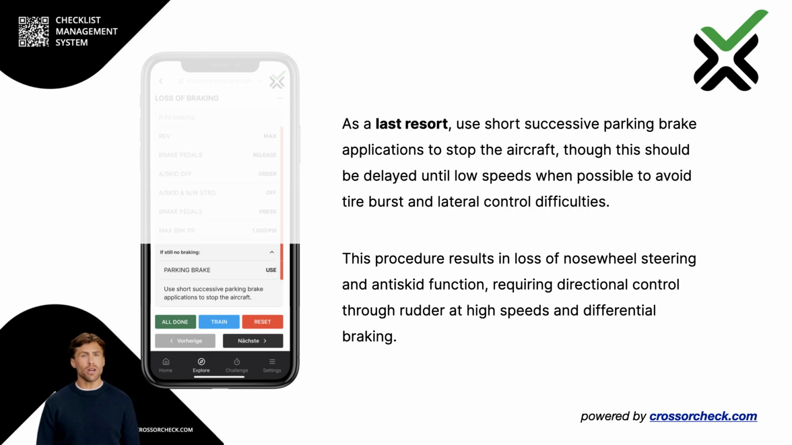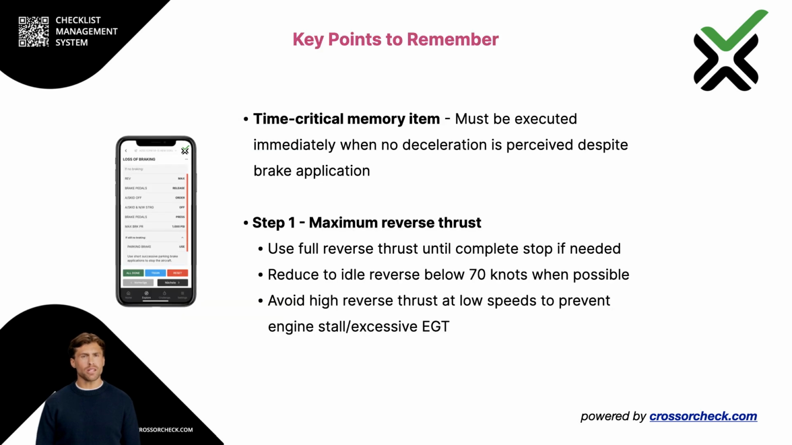As a last resort, use short successive parking brake applications to stop the aircraft, though this should be delayed until low speeds when possible to avoid tire burst and lateral control difficulties. This procedure results in loss of nose wheel steering and anti-skid function, requiring directional control through rudder at high speeds and differential braking. Time-critical memory item must be executed immediately when no deceleration is perceived despite brake application.